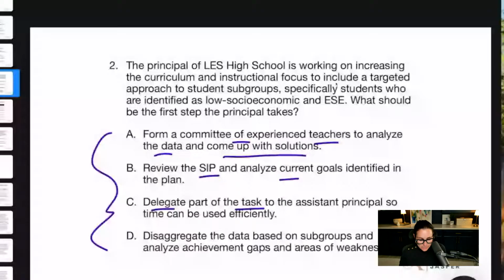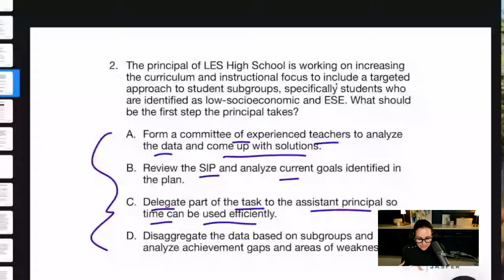Delegate part of the task to the assistant principal so time can be used efficiently. Now, delegation and finding school leaders is about succession planning on this exam, and it's really important. Delegating is a good thing. And a lot of us, I'm getting so much better at it, but a lot of us like to hoard our tasks. I'll do it. The only person who can do it is me. I'll do it, right? Which is not true. That is a story we tell ourselves. There are plenty of people who can help us and do things. And delegating is important, but I don't know if I love it as the answer.